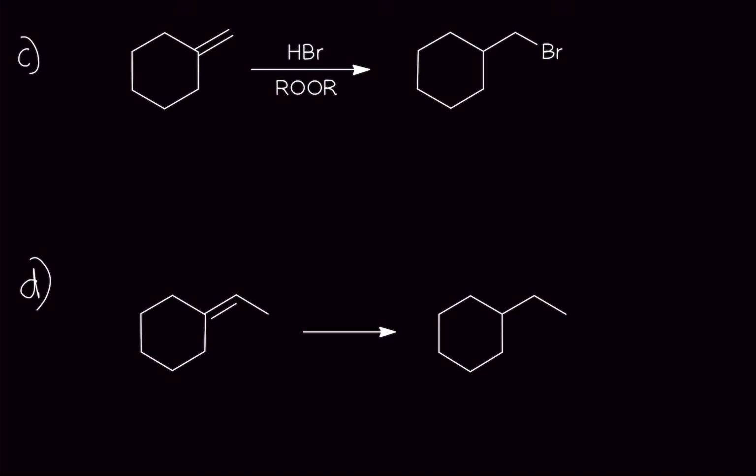This would be D. Okay, we have an alkene, and we go straight to an alkane. We're not adding anything else. We're just adding hydrogens. So what do we do? The reaction you learned about is molecular hydrogen with a catalyst. So H2, and then the catalyst can be platinum, palladium, or nickel. You can choose whatever you want. It does not matter. So H2 and then our catalyst to get an alkane.